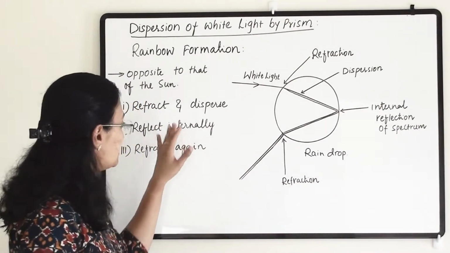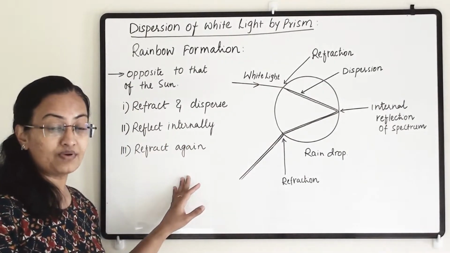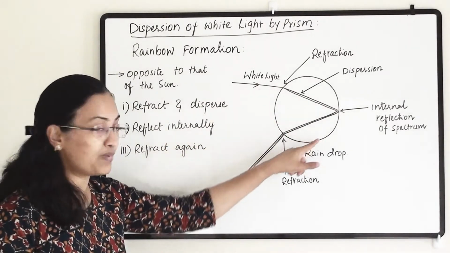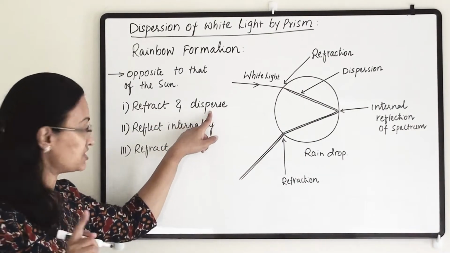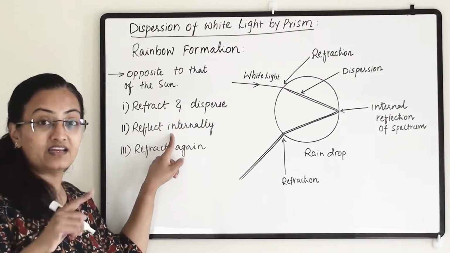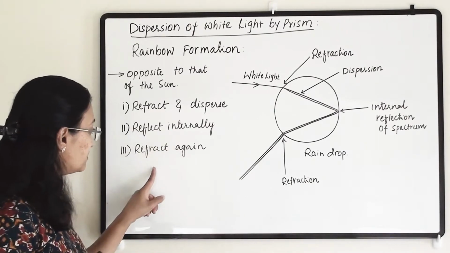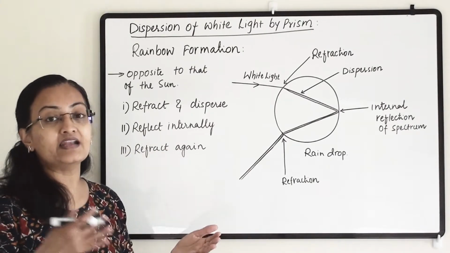So there are 3 basic phenomena which happen when white light is passing through a raindrop. Refract and disperse at first stage. Second, it will again reflect internally, and third, it will refract and come out.